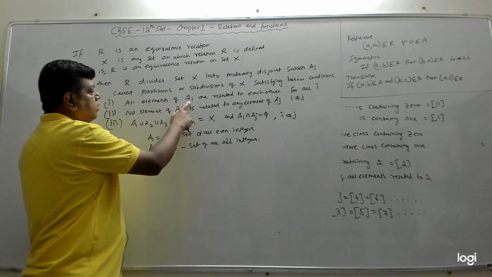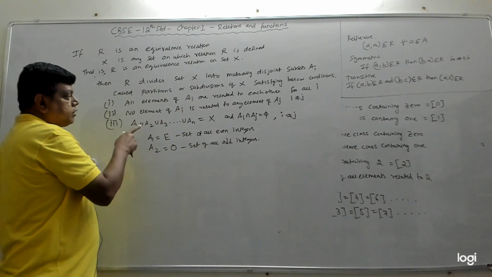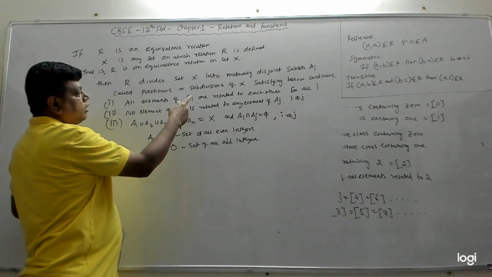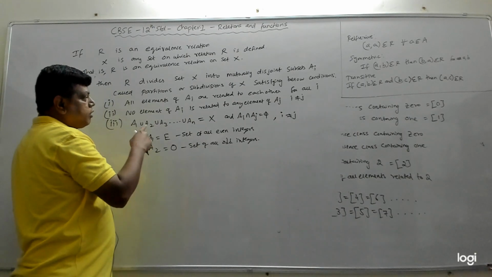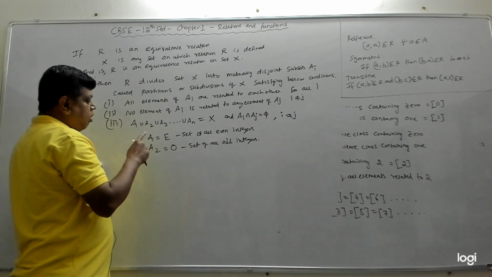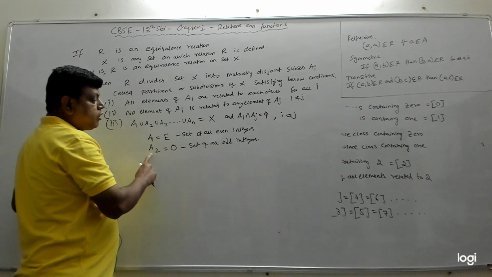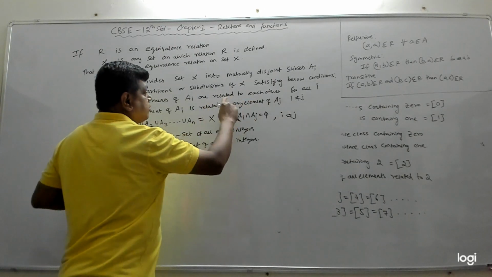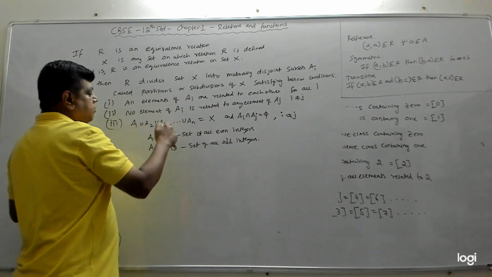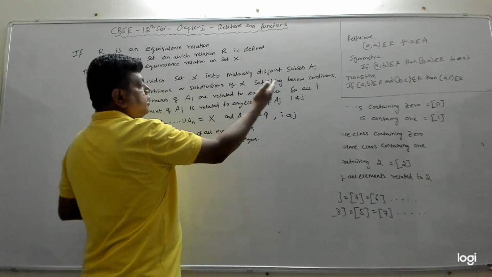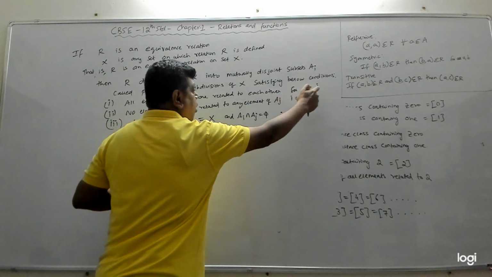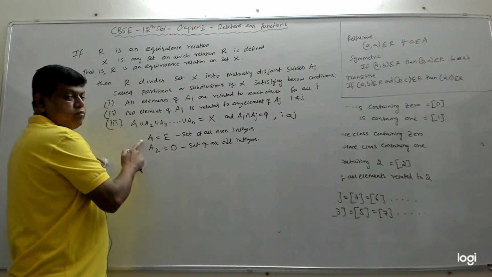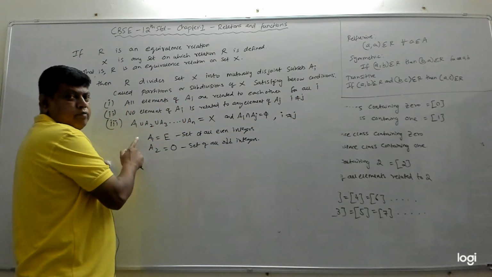The Ai's are what? The Ai's are A1 and A2. A1 is one set, A2 is another set. So all the elements of A1 are related to every other element. Then all the elements of A2 are also related to each other, right? Which means every element of A2 is related to every other element. That is, for all i, here i is 1 and 2. There are only two partitions here, right?